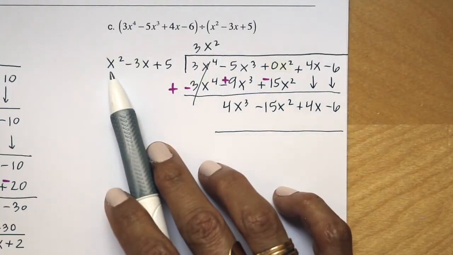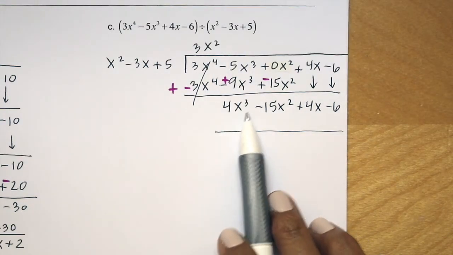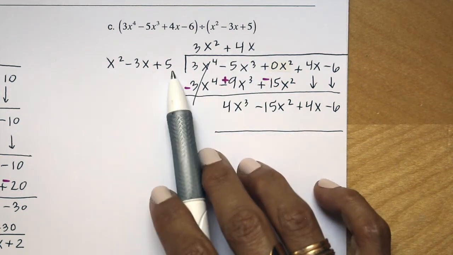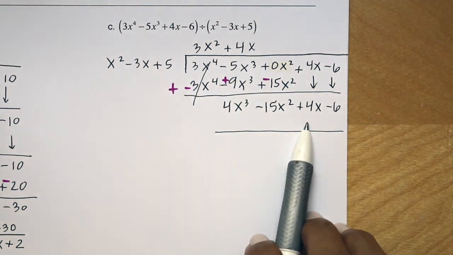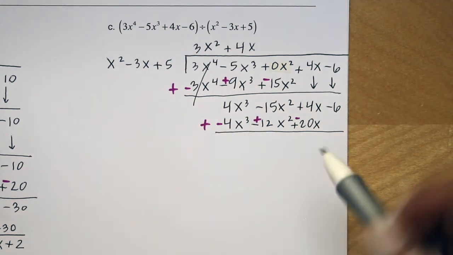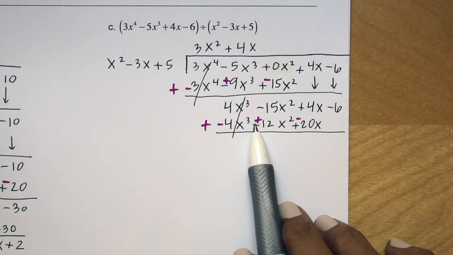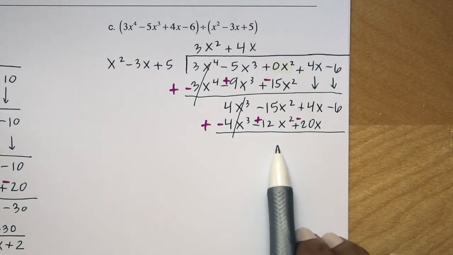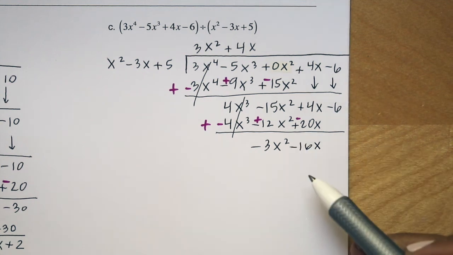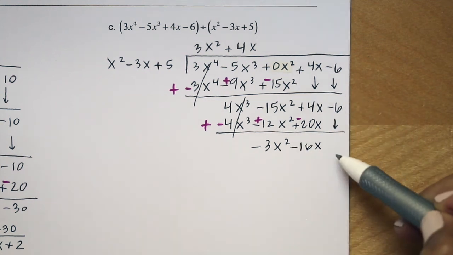So what times x squared makes 4x cubed? You get 4x. So next we take this term and we multiply it to all of these out here and write your answers down here. At this point, we're going to add their opposites. These first terms cancel. Now we have negative 15x squared and a positive 12x squared makes negative 3x squared. 4x and take away 20x makes negative 16x. And we're going to drop this negative 6 down.